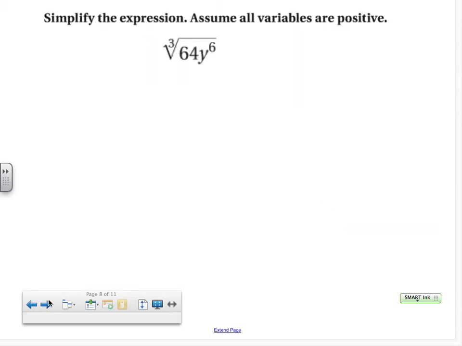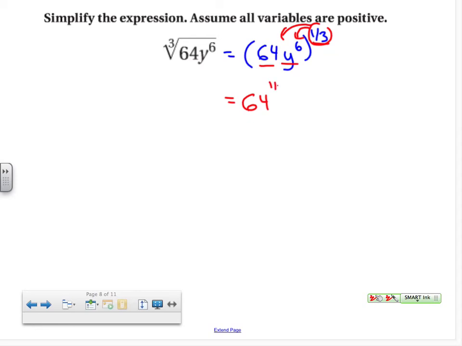All right. Try this one. Let's first take and rewrite this as 64 y to the 6th to the 1/3. And now we can take our 1/3. Since we have a multiplication problem to a power, we're going to take that 1/3 and apply it to both parts of our multiplication problem. We'll have 64 to the 1/3 and y to the 6th to the 1/3.